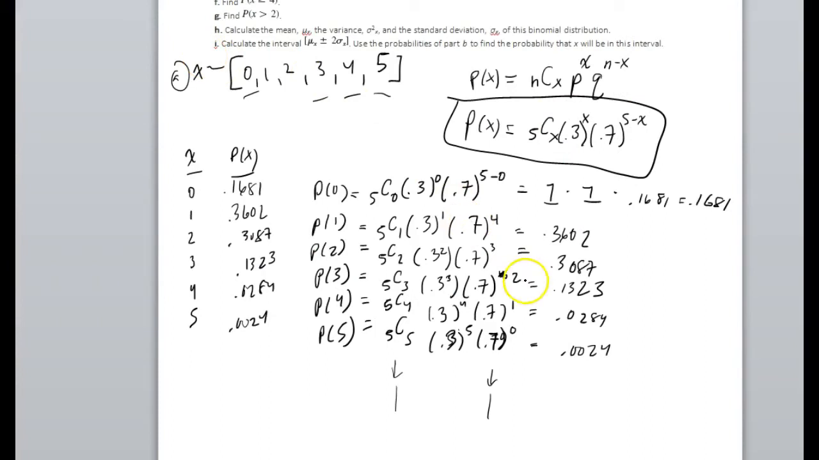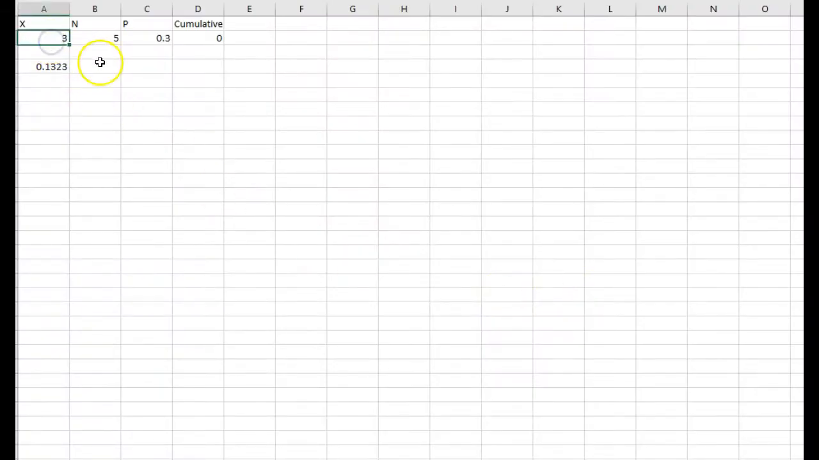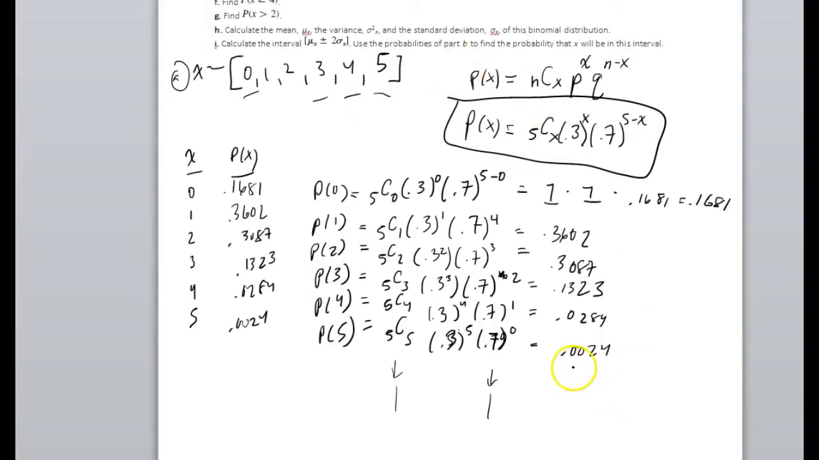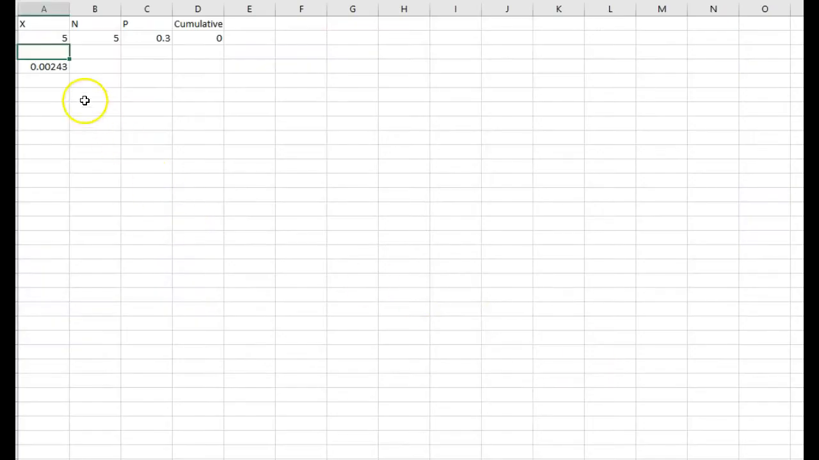If we go back to our sheet, P of 3 is all the way over, 0.1323. We could change that and say, well, what about when x is equal to 5? 0.00243. On the table it's 0.0024, and I just cut it off at 4 digits. So yeah, it's dead on. So there's that. And then lastly, I'll show you another way to do it.